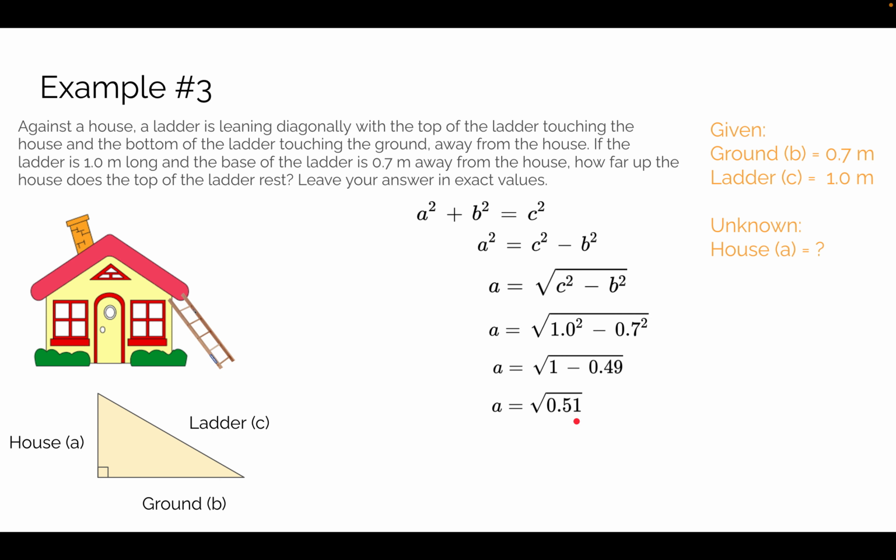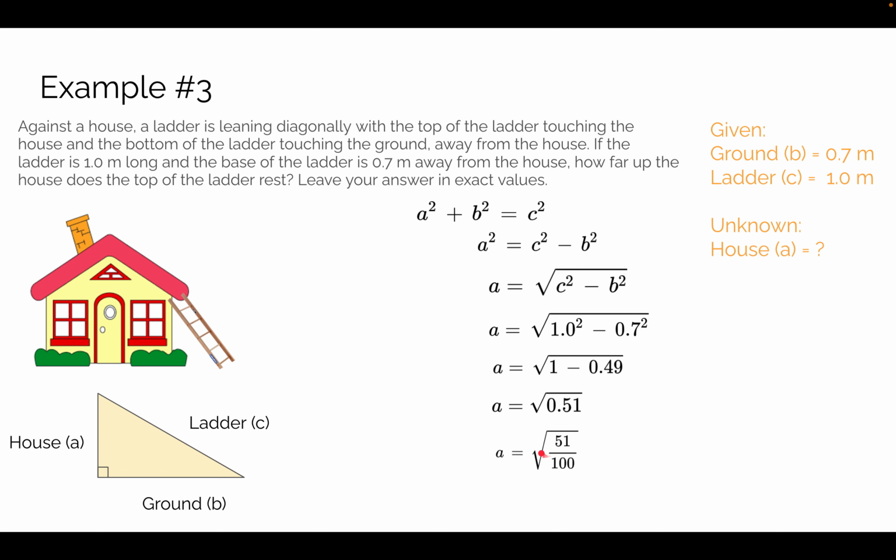Now it says to leave it in exact values, meaning we can't just plug this into a calculator to get our final value. We have to solve for this. So let's break this down step by step. 0.51 we can rewrite as 51 over 100, so we can rewrite this as the square root of 51 over 100. In order to simplify this even more, we can use a law which states that when we're square rooting, we can square root the numerator and the denominator separately.